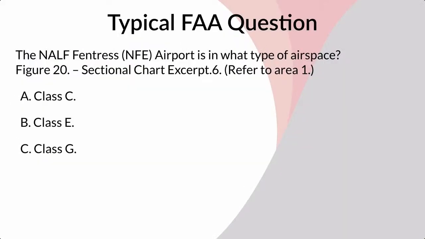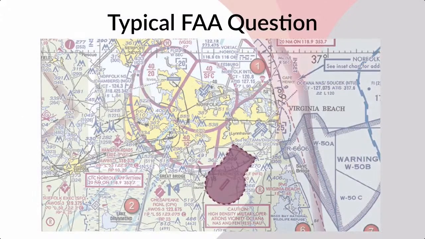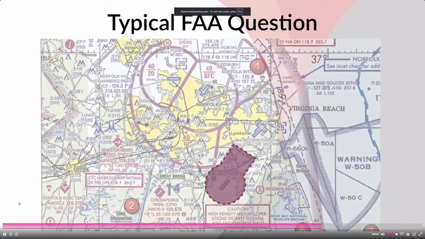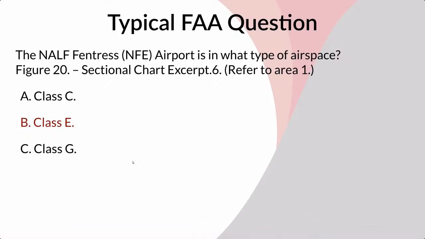Here's a figure right here. The NALF Fentress airport is in what type of airspace? Now you're going to see a ton of questions like this in the test and in the practice as well. Make sure you know how to read these charts. NALF Fentress, let's take a look right here. Here's the airport right down here. And you notice I highlighted that little area, and that's going to be a Class E. Class E starting at the surface. So here, Class E, and it doesn't really say at the surface, but it's Class E starting at the surface.